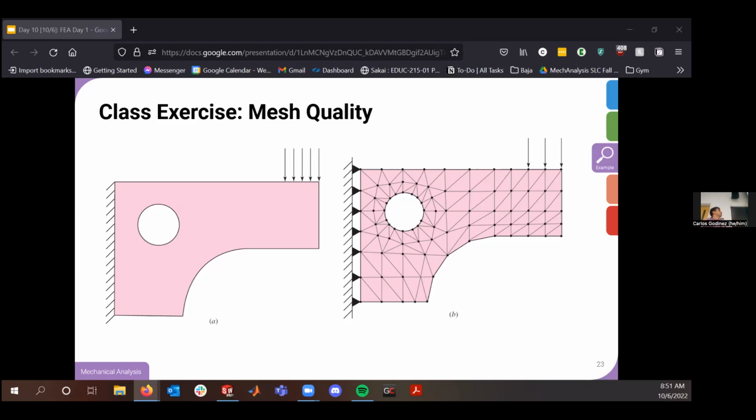Just as a group discussion, how do y'all feel about this mesh? Is there anything that stands out to you in particular, or things that you feel are worth discussing? Worried about mesh size around the fillet on the bottom right. Yeah, that's a great place to start.